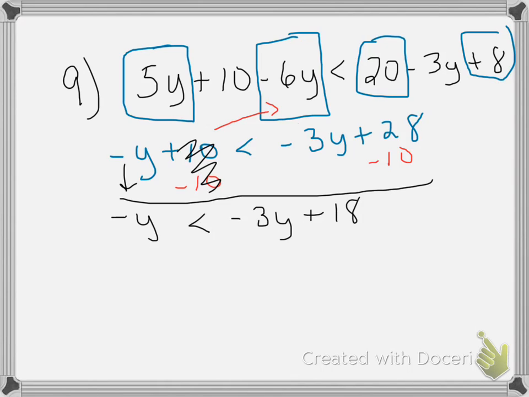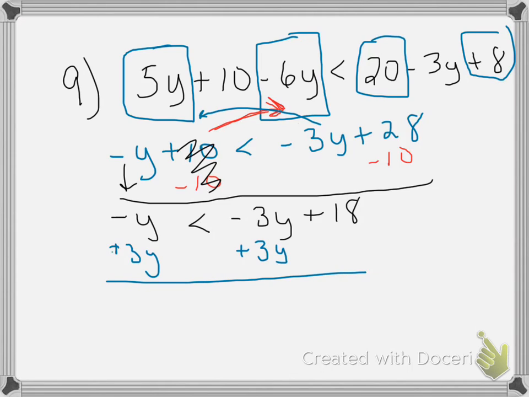Now that I moved my number, if you remember we moved our easy number in this direction, that means my y value is going to go in that direction. So instead of a minus 3y, I'm going to say plus 3y. A minus y plus 3y is 2y. That's a zero pair.